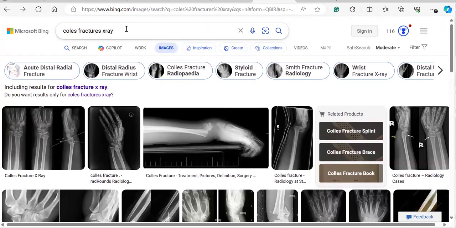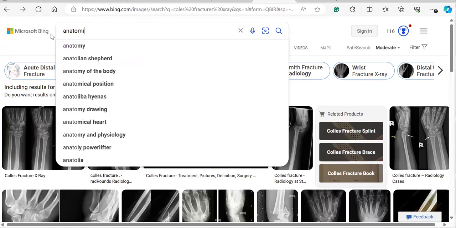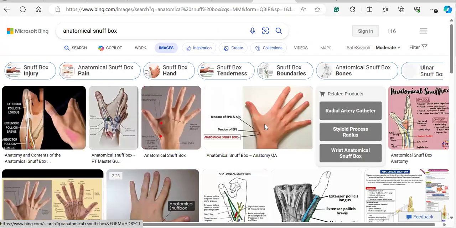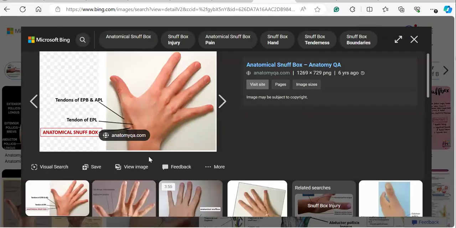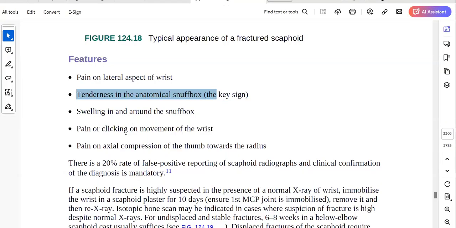Let me show you. This is the thumb, and that's the base of the thumb, and you can see that that's where you get your scaphoid bone. So if a patient has tenderness in this anatomical snuffbox, and there is wrist pain, especially on the lateral aspect of the wrist, you would think of the possibility of a scaphoid bone fracture.